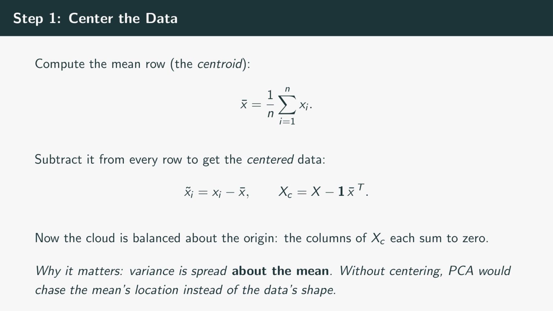Why does this matter so much? Because PCA is about variance, the spread of the data about its mean. If we skipped centering, the analysis would be dominated by where the cloud sits in space rather than by its shape. A cloud far from the origin would look like it varies hugely in the direction of its own location, even if it were a tight little ball. Centering removes that distraction entirely. Once the mean sits at the origin, every direction's importance is measured purely by how much the data spreads along it. Centering is the quiet step that makes everything afterward meaningful.